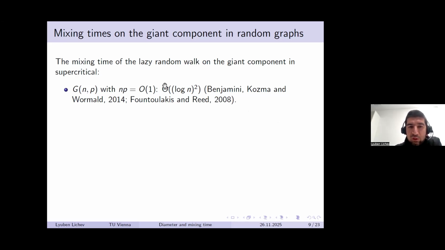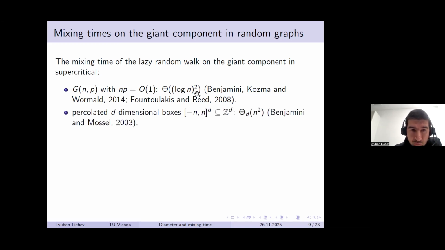Both papers showed that actually the order of the mixing time of the lazy random walk on G(n,p) in this sparse supercritical regime is of order log n squared. The situation for percolated d-dimensional boxes was studied by Benjamini and Mossel in 2003, and they managed to pinpoint the right order of the mixing time of the lazy random walk.